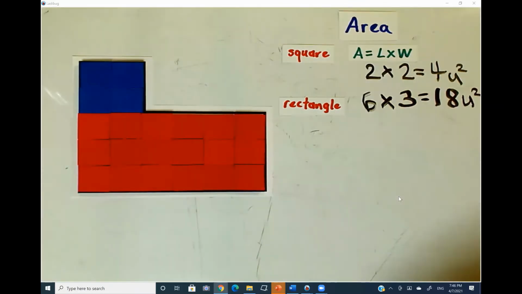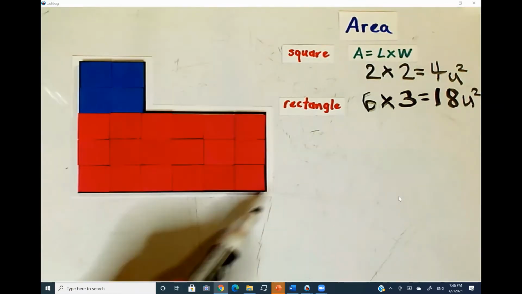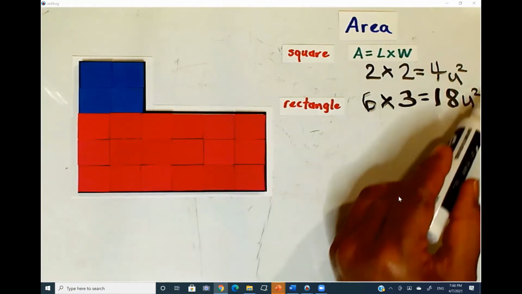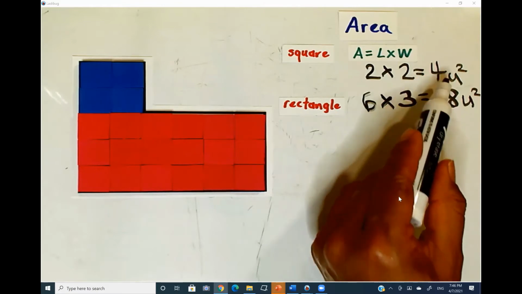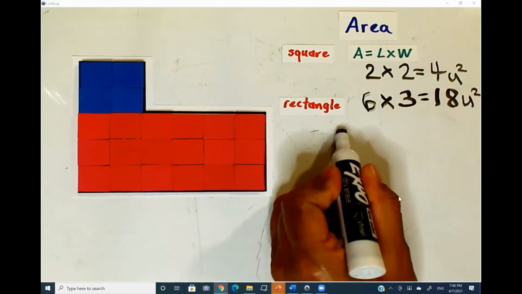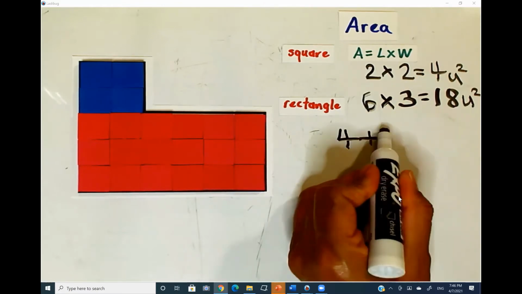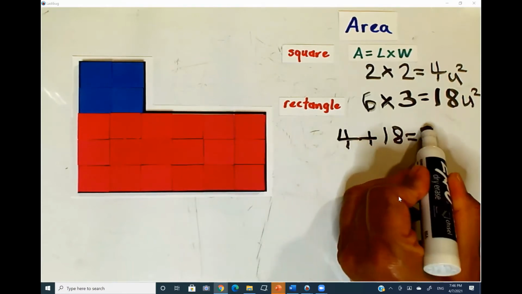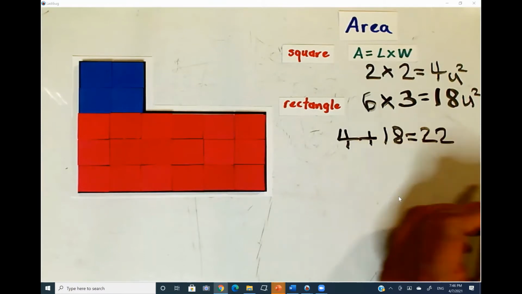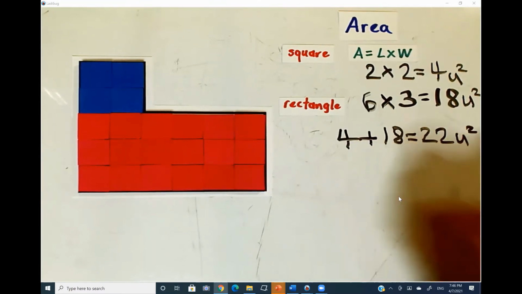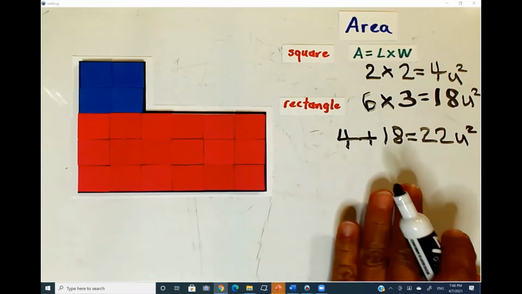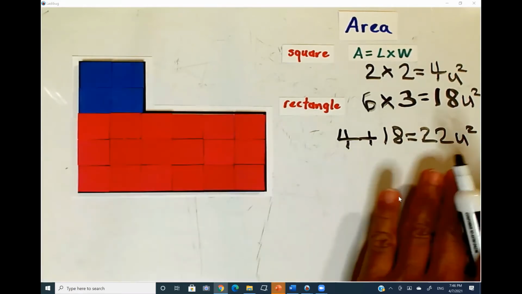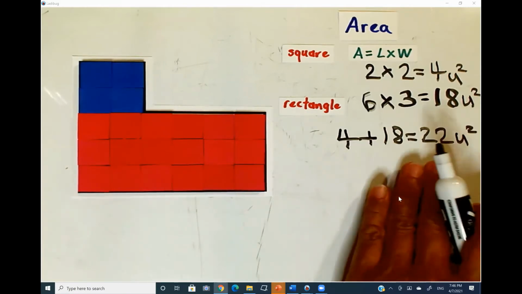Now, because I want to find the total area of this shape, I have to add the 2 different areas. So I have to add 4 square units plus 18 square units, which is going to give me 22 square units. Now I know that the area of the whole shape is 22 square units. Now I'm going to express the same thing with a number sentence.